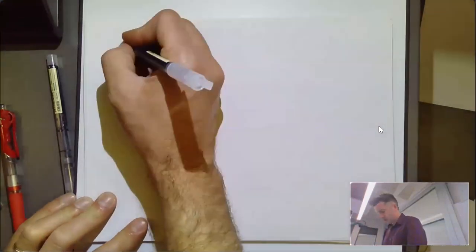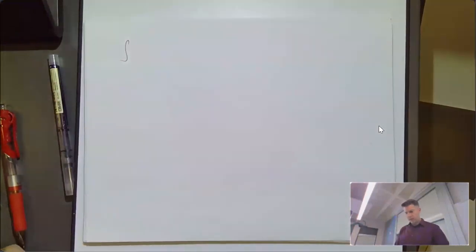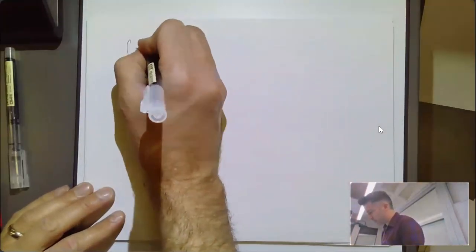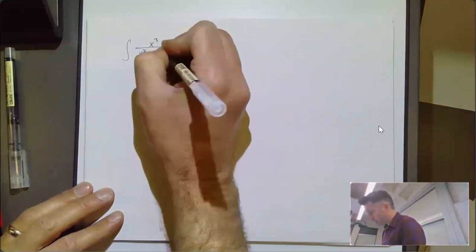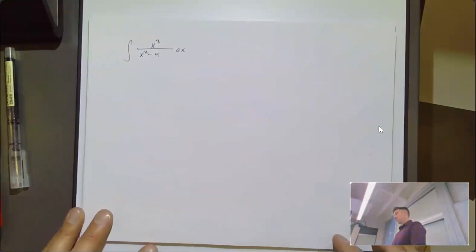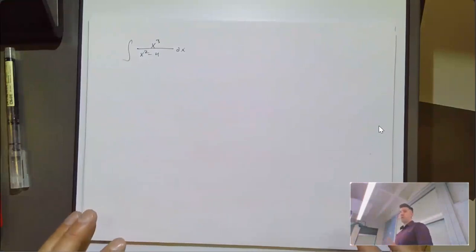And let's look at this one. It's the integral of x cubed over x squared minus 4. I should point out, it's not a huge deal, but there are two other types of rational functions that we do partial fractions for.